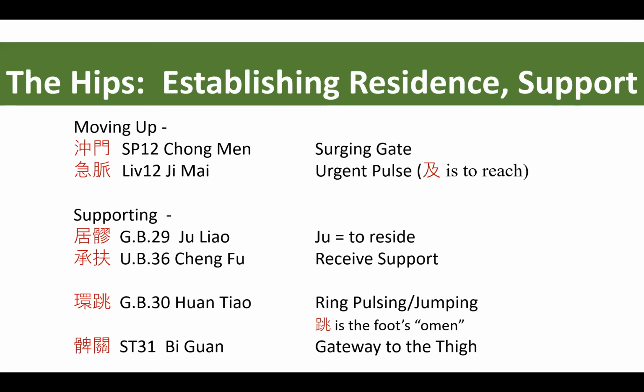So we have points that suggest moving up, like spleen 12, the surging gait, Chongmen. Liver 12, the urgent pulse, meaning reaching somewhere. We have the support, the residence liao, gallbladder 29. In the back, we have bladder 36, Cheng Fu, to receive the support.